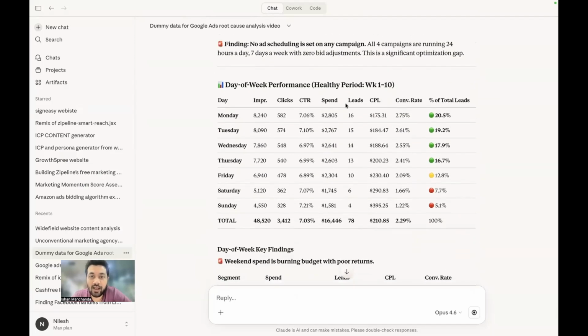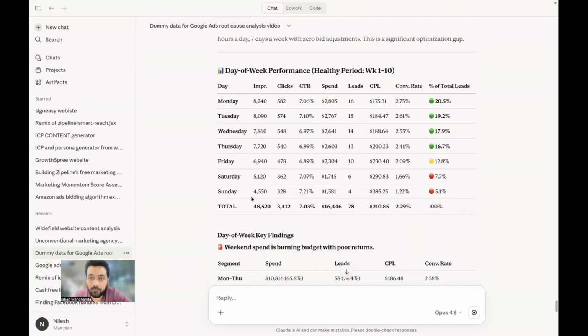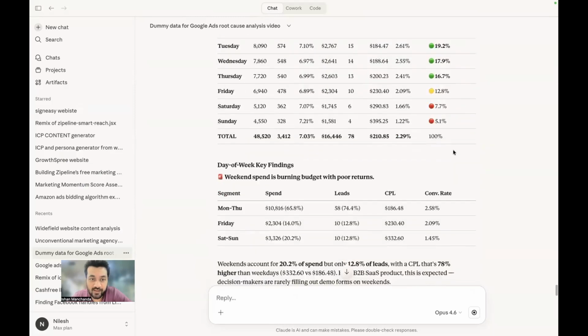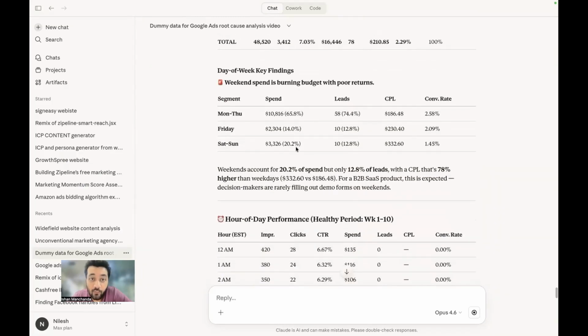Now it's looking at a healthy period, week 1 to 10, and we're working on the same dummy data, so this is not real data. It's 10 weeks of data that it's pulling day-wise, looking at impressions, clicks and all the metrics. The total percentage of leads has generally come on Monday, Tuesday, Wednesday, and Thursday, which is a good insight. Day of the week findings.